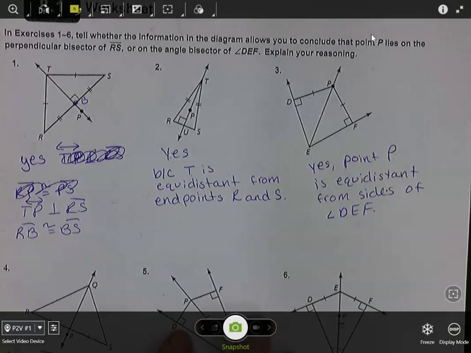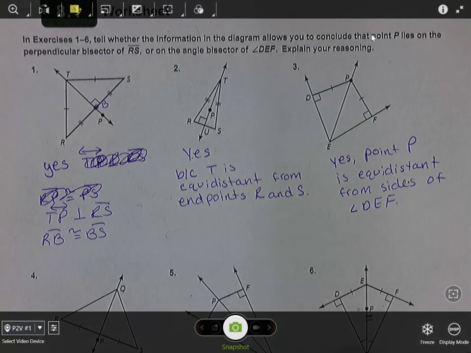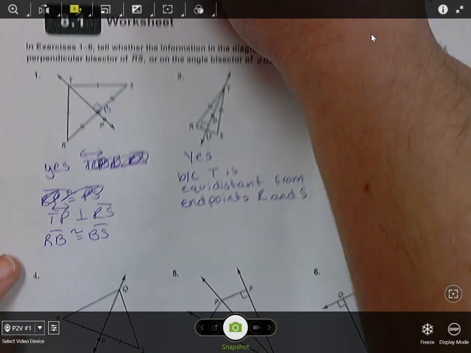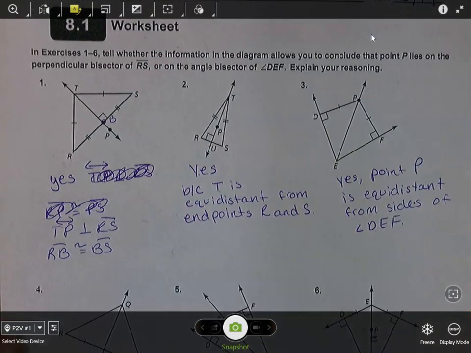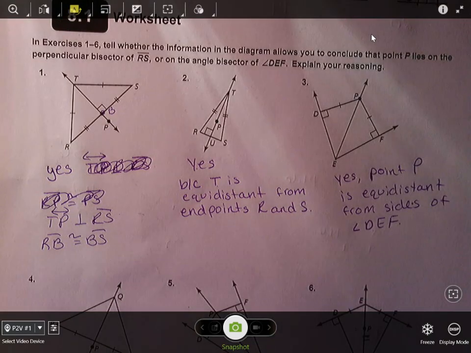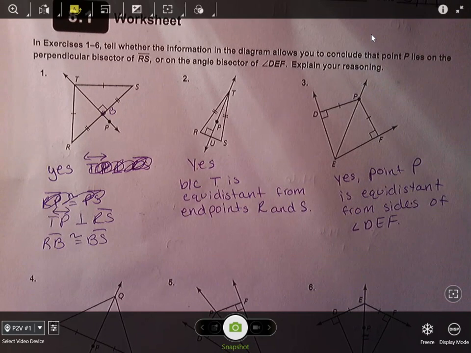All right, so on the front page, it asks, is there enough information for you to conclude that the point is on the bisector, either the perpendicular bisector or the angle bisector? Okay. All right, so in order to determine that it's on the perpendicular bisector, the lines have to be perpendicular, so there has to be a right angle, and the segments need to be shown that they are congruent. Okay. So on number one, the answer is yes.